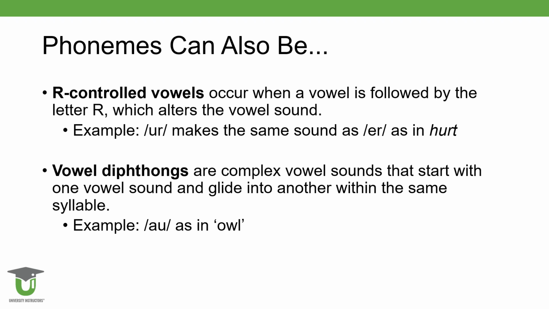Vowel diphthongs, also known as gliding vowels, are complex vowel sounds that start with one vowel sound and glide into another within the same syllable. Unlike a single vowel sound, diphthongs involve noticeable change within the syllable. The most common diphthong is the AU sound, ow, as in owl.